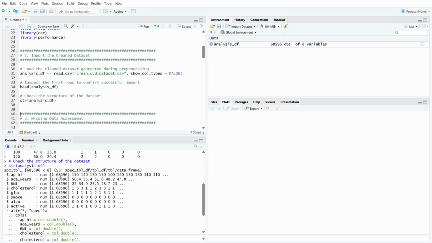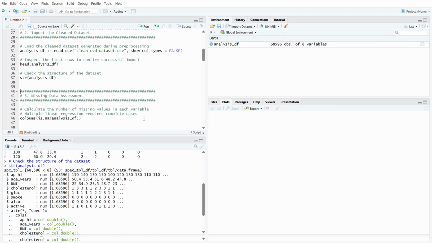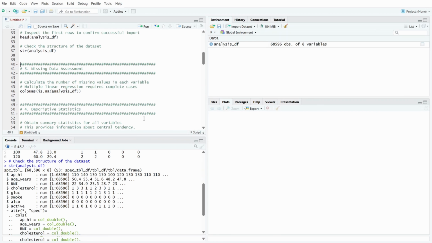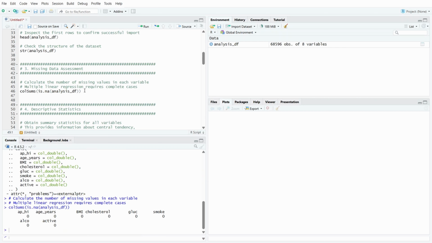Next, we check for missing values. We use colSums is.na to count the number of missing observations in each variable. Missing data can affect regression results and sometimes require additional cleaning or imputation. In this dataset, there are typically no missing values, which simplifies the analysis.